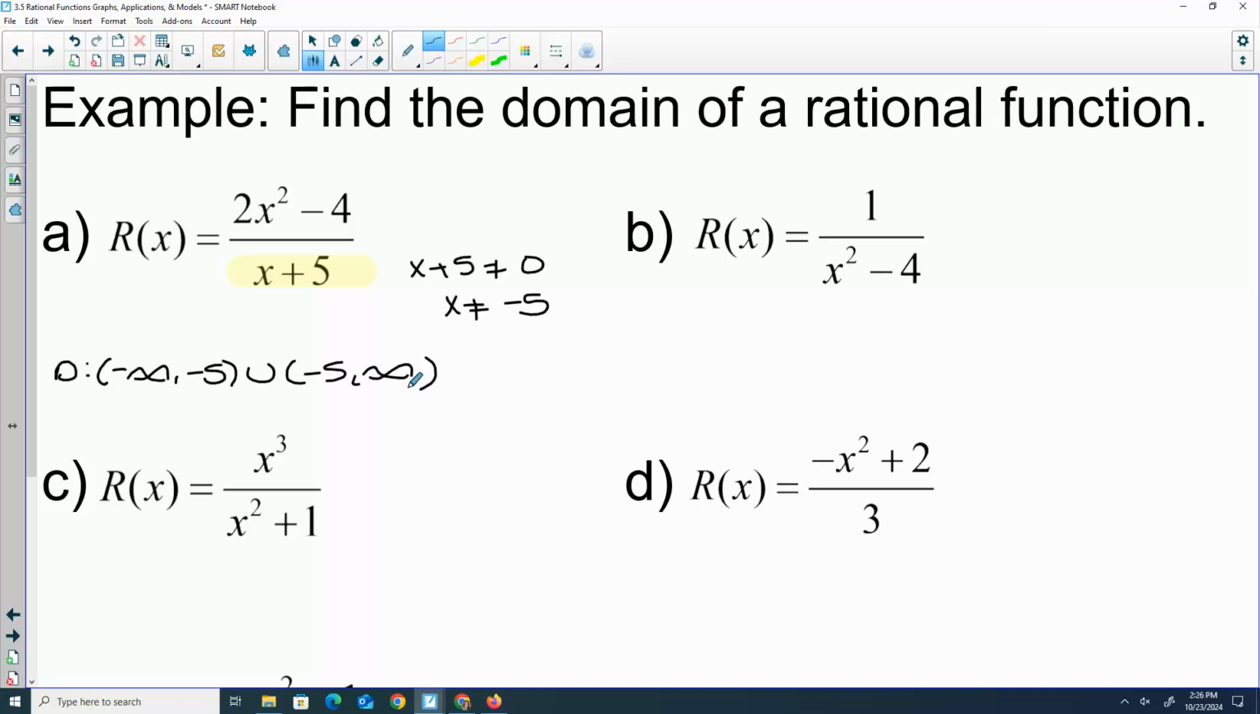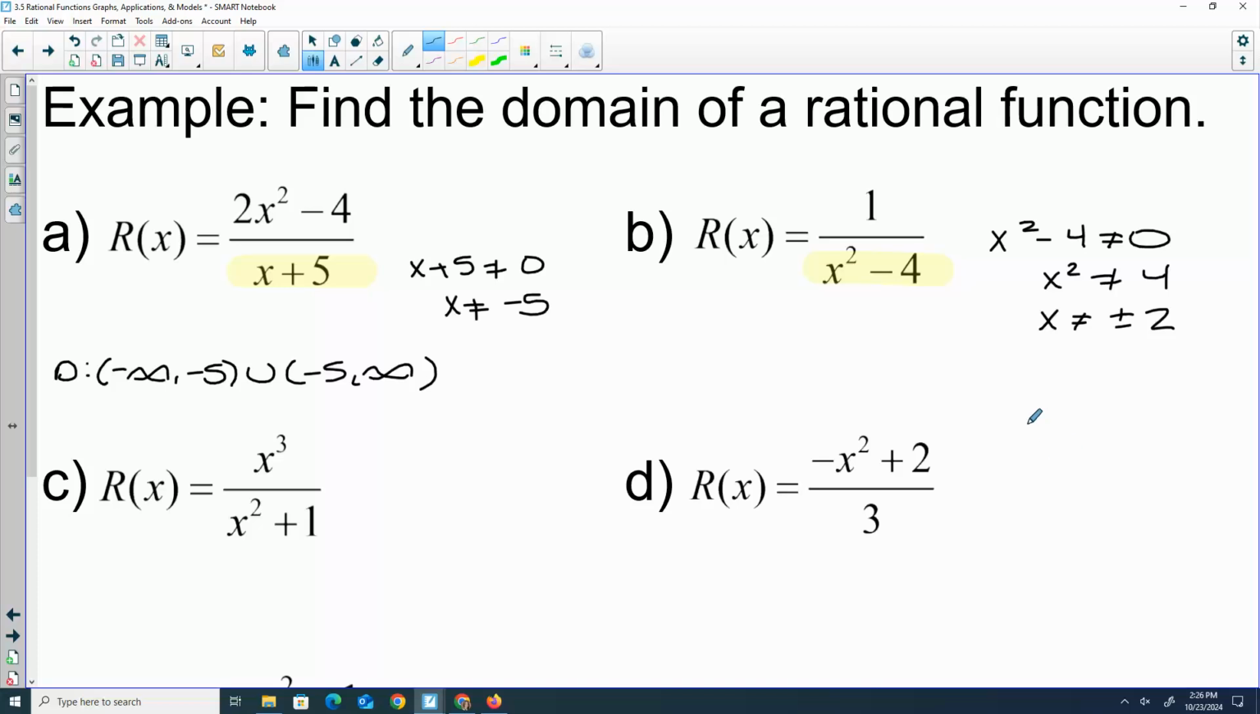Next one. So 1 over x squared minus 4. So all I care about is the denominator. So x squared minus 4 can't be 0. So that means x squared can't be 4. So what can x not be? Plus or minus 2.